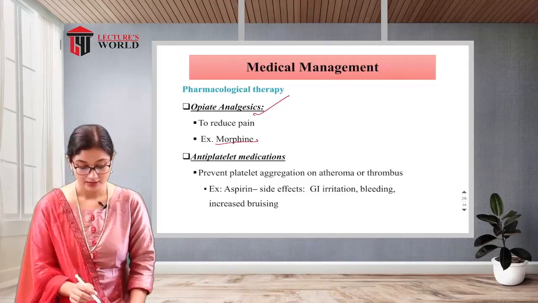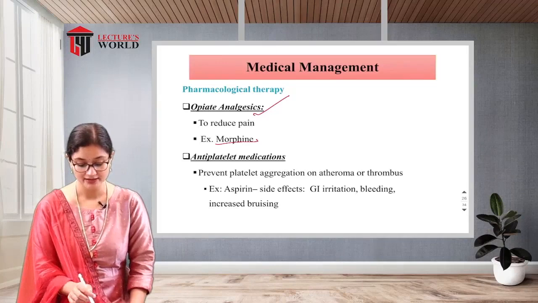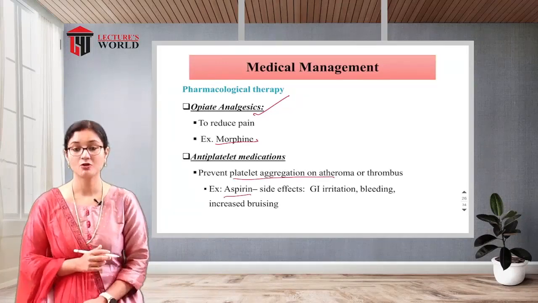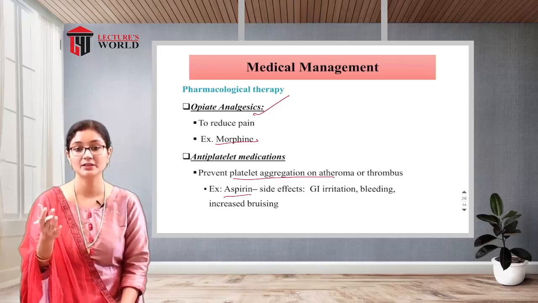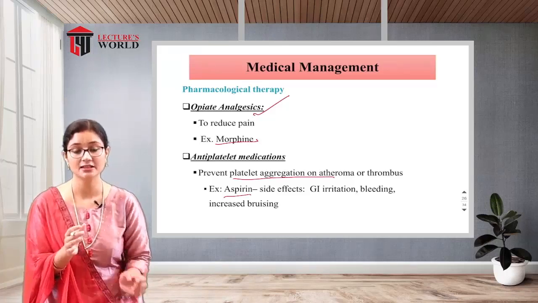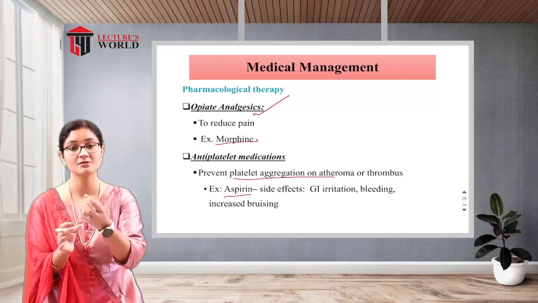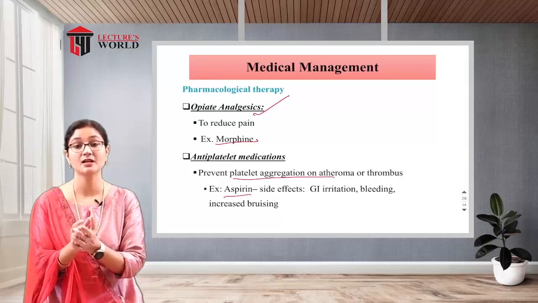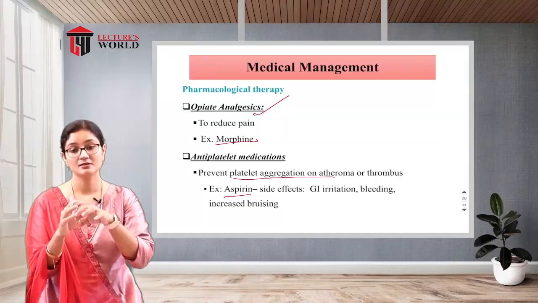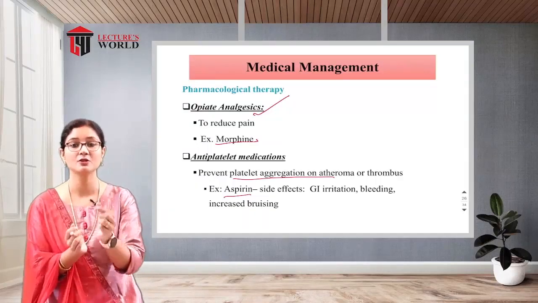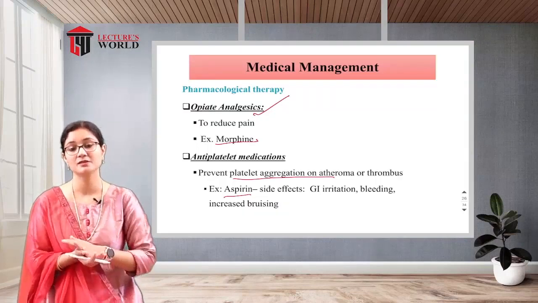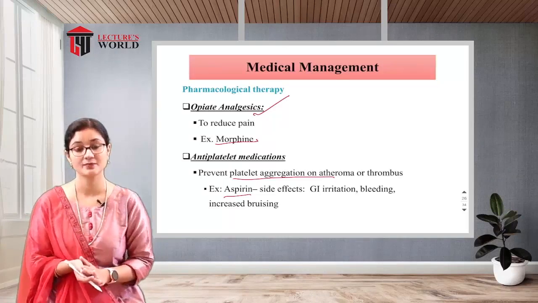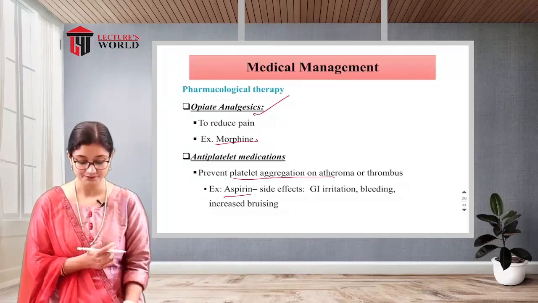Most common side effect of morphine is respiratory depression, so you have to be very careful when you are giving this medicine. Next is antiplatelet medication, that is aspirin, which prevents platelet aggregation on atheroma or thrombus. Now you remember when I told you in the etiology that when that plaque ruptures and comes in contact with the blood, platelets go and form a layer on it and then develop a clot. So when I give aspirin to the person, platelet aggregation is not going to happen, so there won't be any clot formation. That's why aspirin is given to the patient.